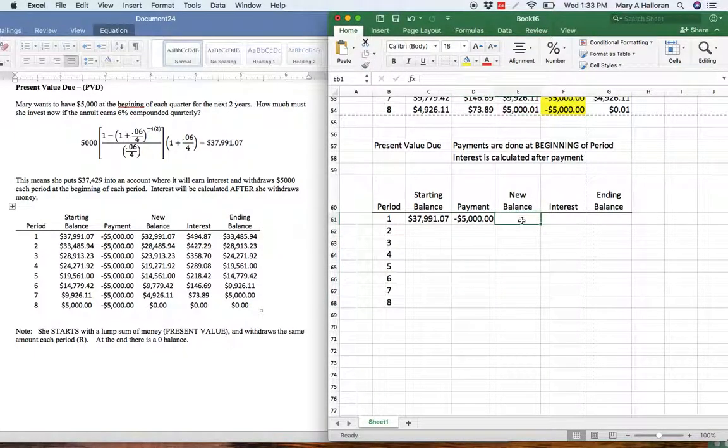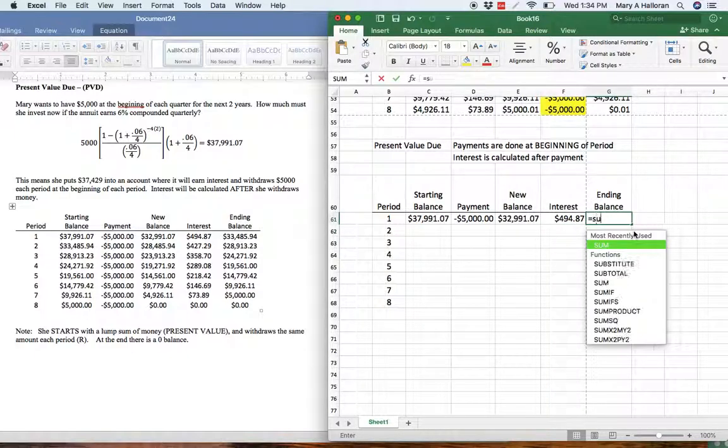So that's what I started with, and I'm going to take out 5 G's, $5,000. So therefore, I'll take my starting balance minus my payment, and I'm down to $32,000. Now this amount is going to earn some interest, and that's 6% divided by 4. That's the quarterly rate times how much is in the account. So that's $494.87 is the interest I earn. That gets added to my account.